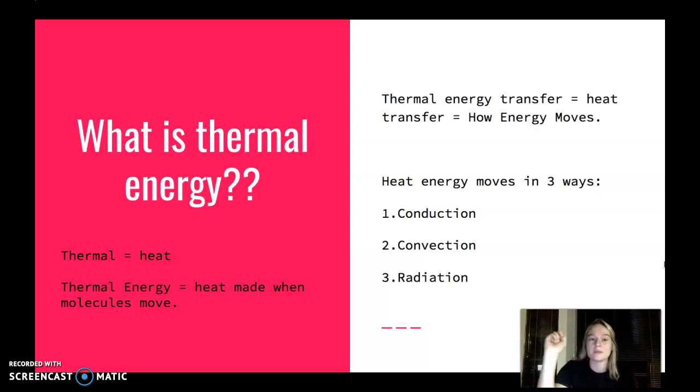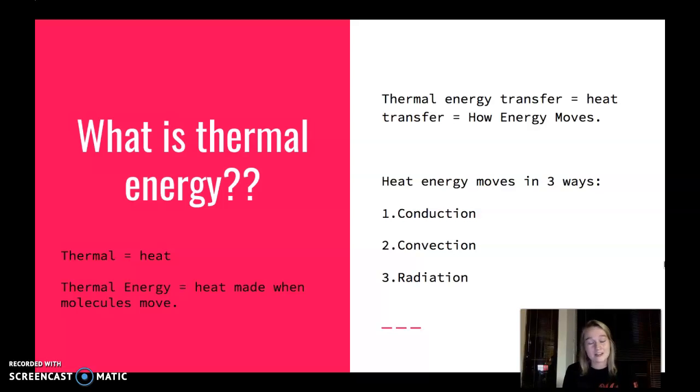But, so we've talked about thermal energy, we've talked about what that kind of means, but when you think about thermal energy transfer, that's a little bit self-explanatory, don't you think? So if we know what thermal energy means and we know what transfer means, then we should know what thermal energy transfer means, right? So if we've associated thermal with heat, and we know that transferring something means you move it, when we think about the words thermal energy transfer, it just means how energy moves.